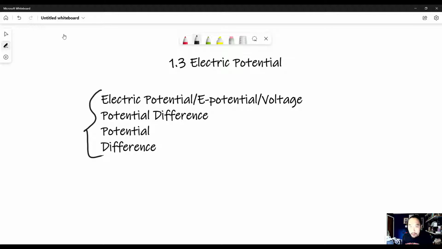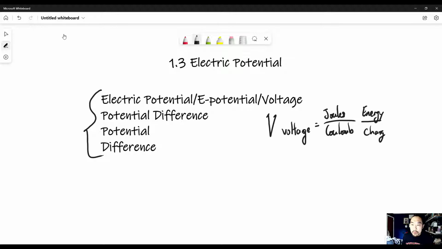Now, the variable for electric potential is the capital V, and so are the units, capital V, and that stands for voltage. You might have heard of the term voltage before when we're dealing with electricity, and it's really close to the same thing, all right? Now, the units for voltage is joules per coulomb, and that's actually going to come in handy when we are trying to understand exactly what electric potential means. Joules, of course, being the unit for energy, and coulomb being the unit for charge. So voltage is how much energy you have per unit of charge.